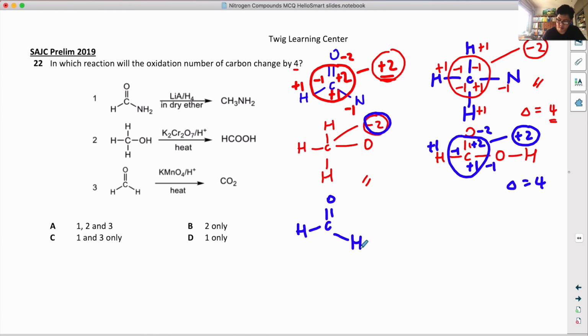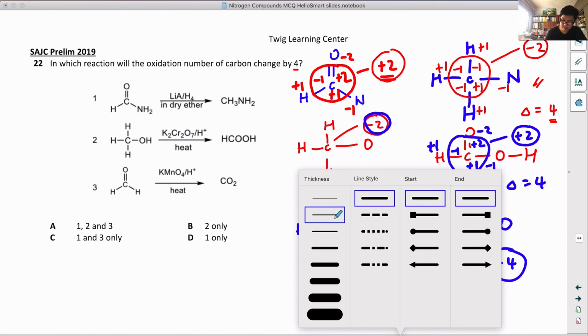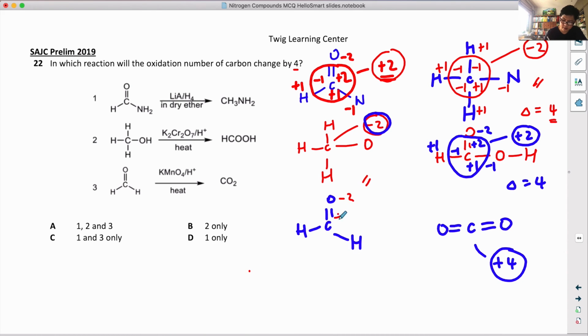This one is quite easy. Carbon dioxide, right? I think you can tell carbon here already is +4. So let's do the last part here. -2 +2. Carbon is -1 +1, -1 +1. So you sum up, oh, it's actually 0. So 0 to +4, the change is also 4. Which means actually all of them are true, A. Okay, let's do the next one.